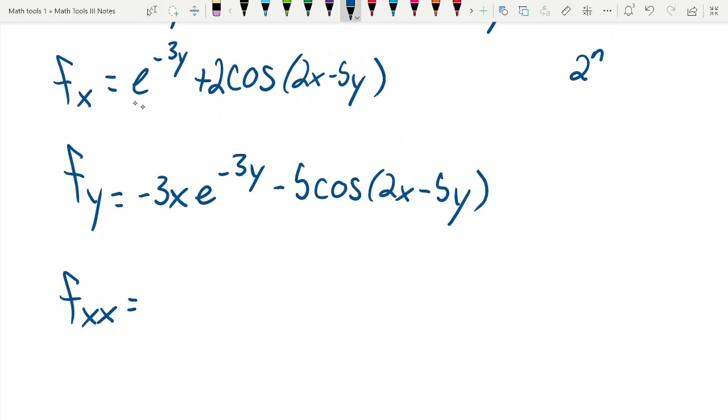Okay, so this part doesn't even have an x in it anymore, so that's just a constant at this point. Derivative of cosine is negative sine, so we're going to have negative 2 sine of 2x minus 5y times 2 again. Okay, and I'll go ahead and throw that out front again just to make this look a little nicer. So we're going to have negative 4 sine of 2x minus 5y.